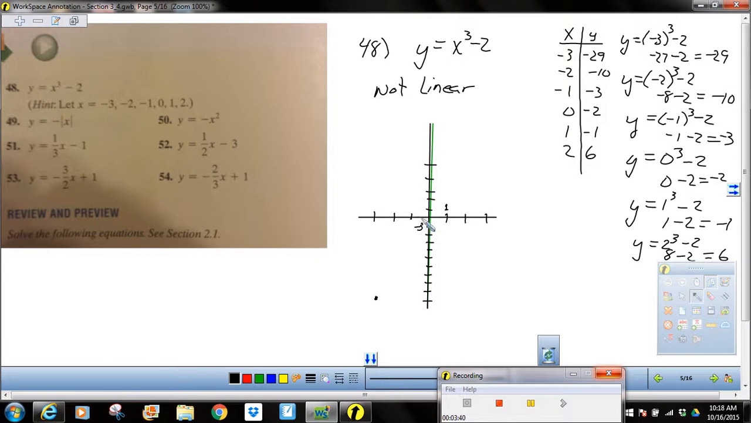Negative 10, when the input was negative 2. 3, 6, 9. Remember, we're going by 3's. Negative 1 was negative 3. You can see it's starting to curve here. 0 was negative 2. Looks like it's almost flattened out. 1 was negative 1.